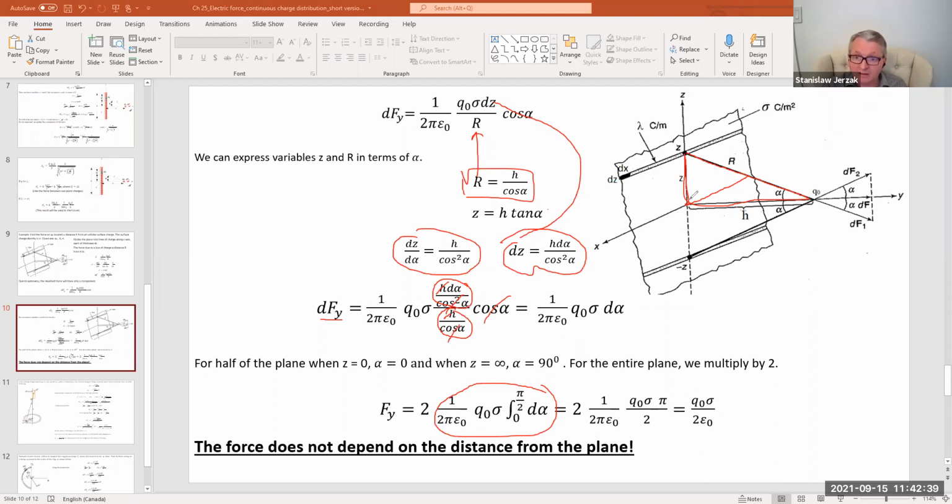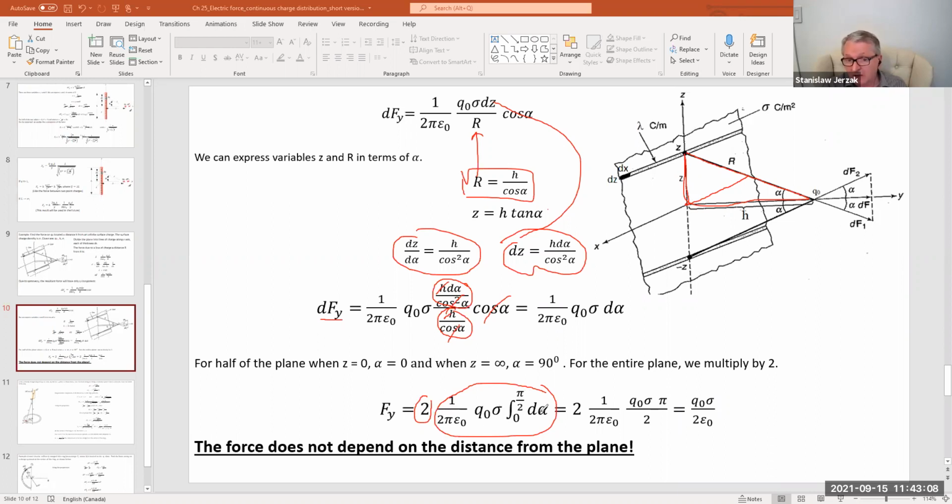Now, because I integrate over half of the plane only, for the entire plane I have to multiply by 2, because the lower part of the plane will give me the same magnitude of the force. Or of course, somebody could integrate from negative pi over 2 to pi over 2, and then the factor of 2 would not be here, right? But the final result would be the same. So again, I integrated only over half of the plane, and I multiply by 2.